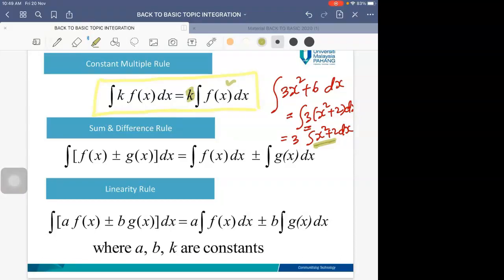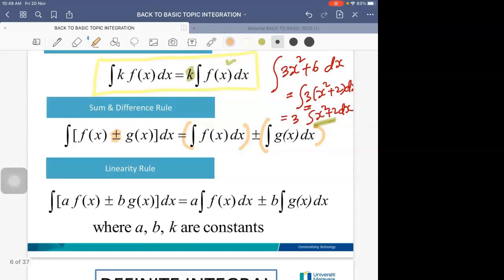You cannot bring the variable, you cannot bring the x outside, because x must be integrated, because x is the integrand. We also have these properties here. If you have two functions, you want to integrate f(x) plus another function g(x), you can split it into two. It's a plus or minus, you can split. This is also if you have what we call a constant outside.